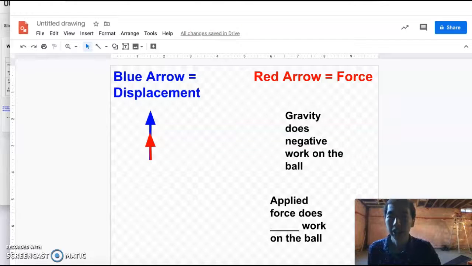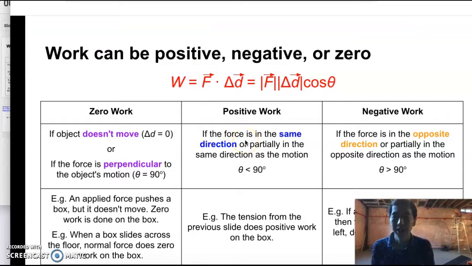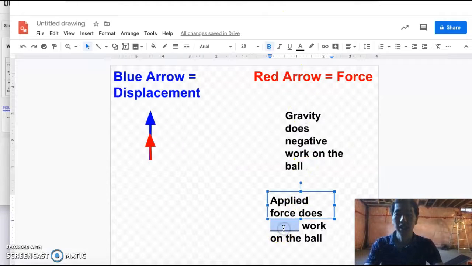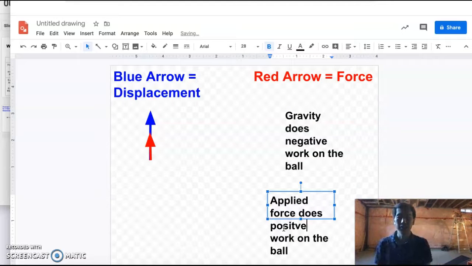So if I go back to my table, where does an angle of 0 degrees fall under? Well, it falls under the middle one. The angle is less than 90 degrees. Therefore, my applied force did positive work on the ball. Another way to say it is if the force is in the same direction of the motion, then it does positive work on it. And that was true about my applied force. So my applied force does positive work on the ball.